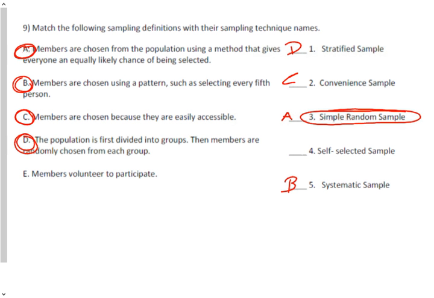And then this last one would be a volunteer. A self-selected sample is something where the members simply volunteer to participate. So this would kind of go with your convenience sample. If you set up a booth outside the cafeteria and only surveyed kids that came out to fill out a survey. So the first section is simply identifying these. Well, let's take a look.